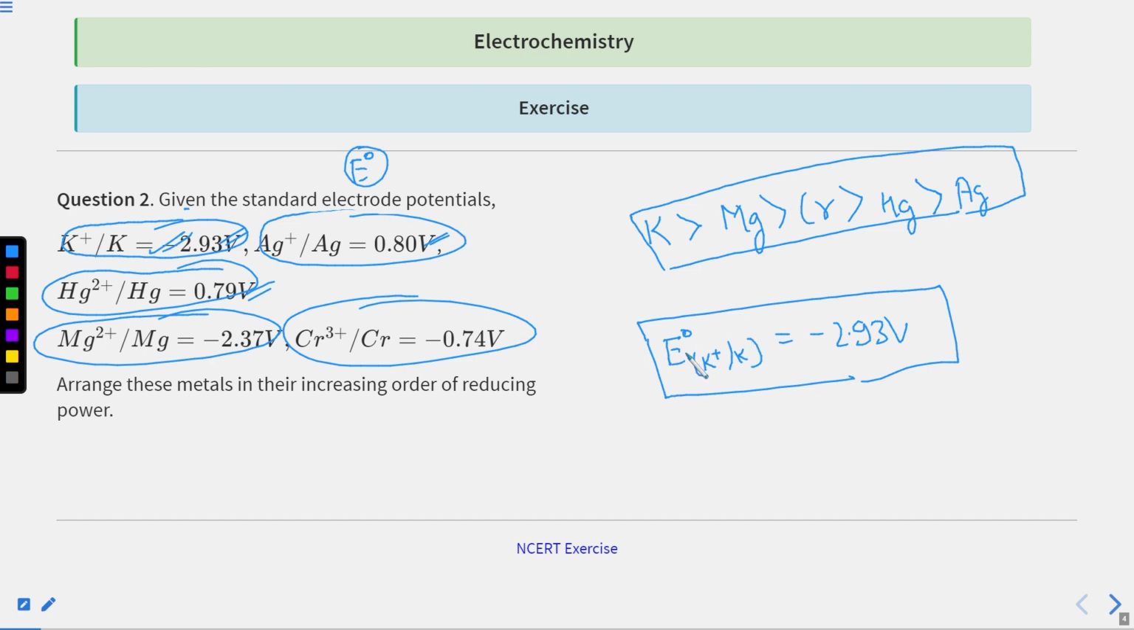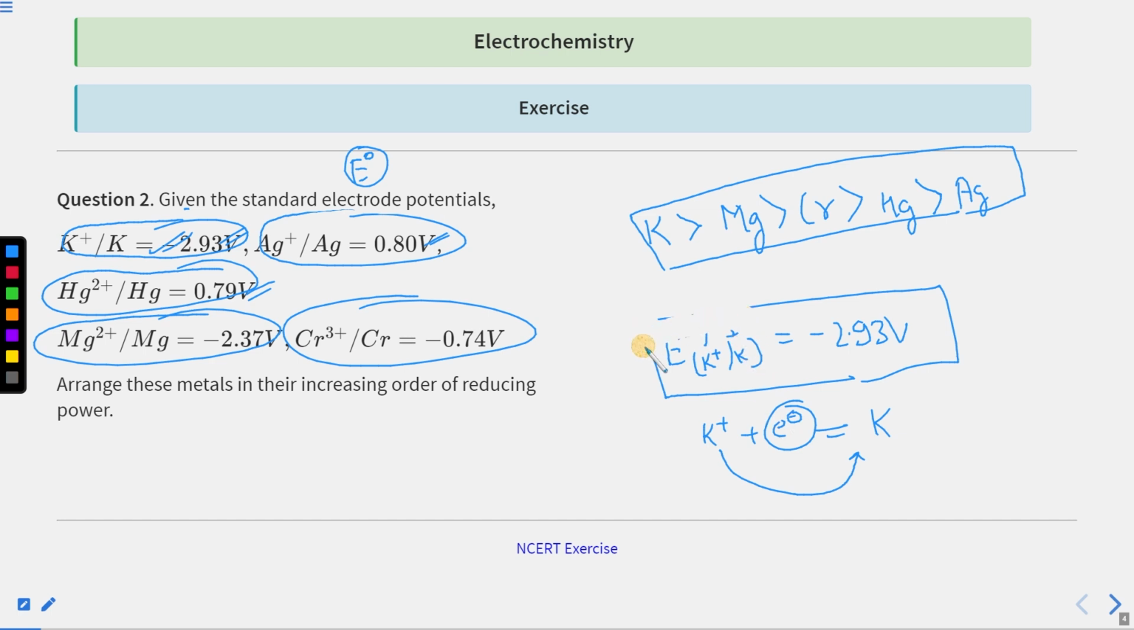After that, since K plus is going to K, we are having a reduction. You can see very clearly K plus will take one electron and then it will go to K. So we are adding one electron, that is, we are reducing. Right? So since we are going from K plus to K, I'm writing it in this fashion.